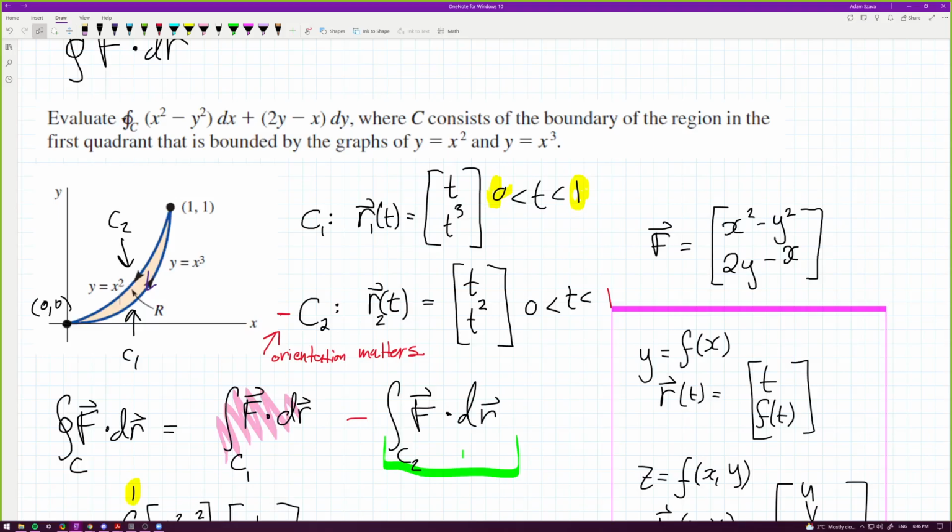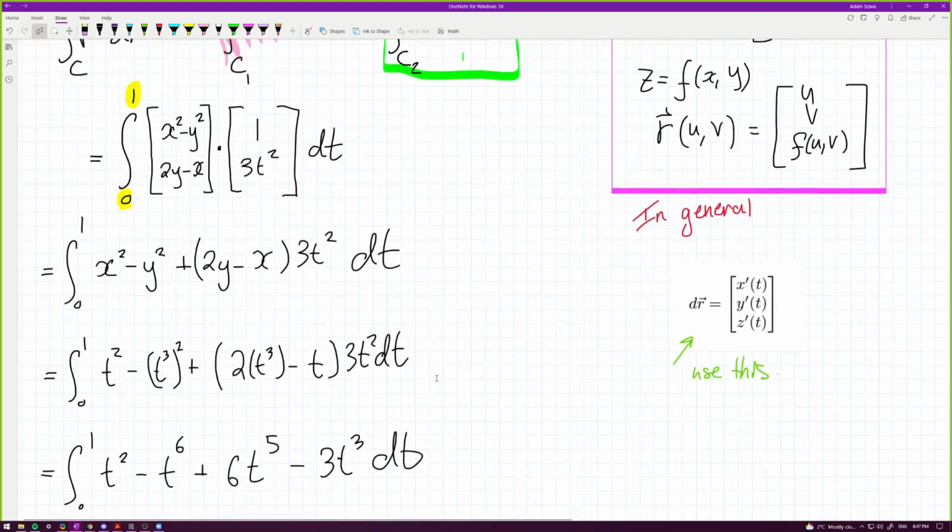Can you explain why you had two parameterizations? I had two curves, so I needed two parameterizations, right? One for curve 1 and one for curve 2. Curve 1 is y equals x cubed, and curve 2 is y equals x squared. You see it here. Okay, any more questions about that? Of course, feel free to unmute if you're interested.